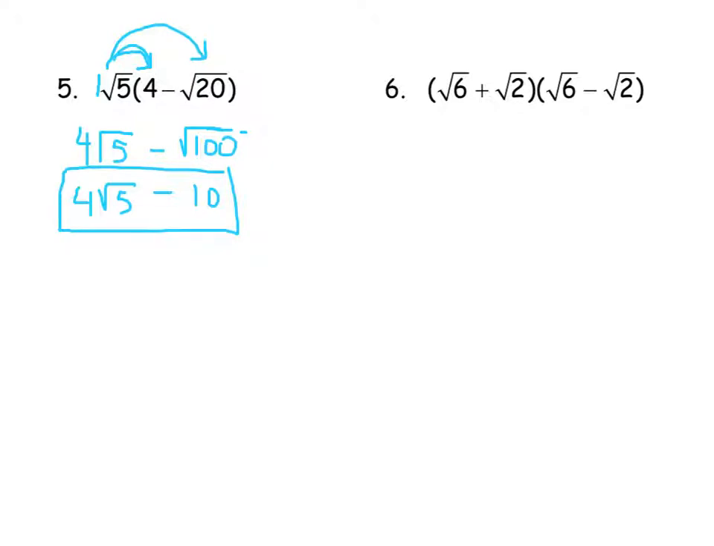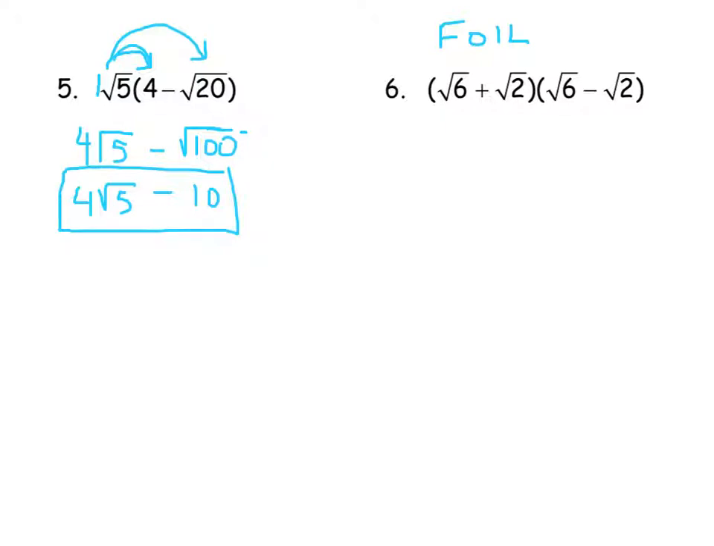On number 6, I have two binomials that I'm going to multiply together. This binomial times that binomial, so you can remember from our polynomial section that you can FOIL. You could also use the box method if you prefer, but I'm going to show you foiling.